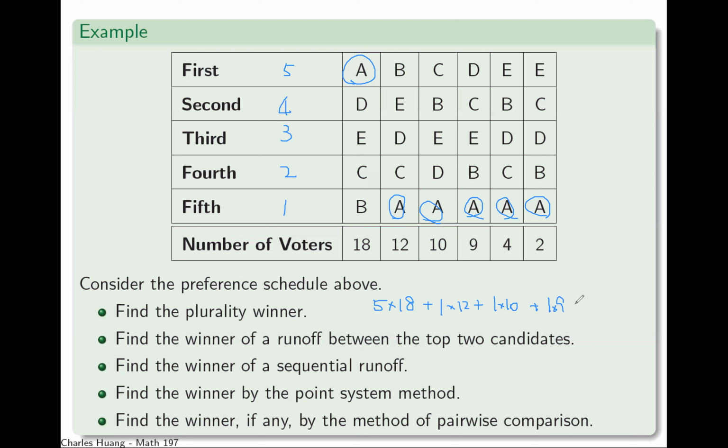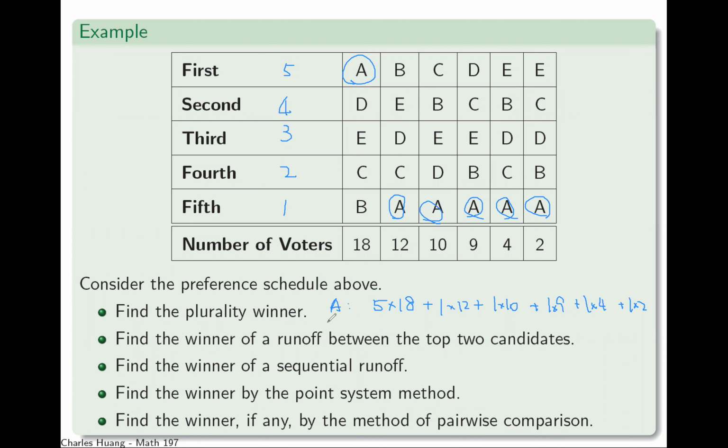Okay, it's not very interesting. Plus 1 times 4, plus 1 times 2. And you'll notice in the next page, you can calculate them and calculate what the total number of points is. This is for A only.